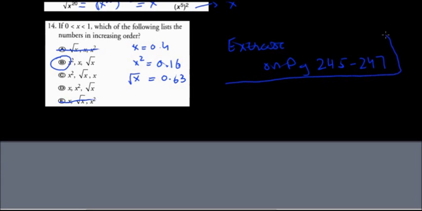Okay, so that wraps up this basic arithmetic section. As practice, I would recommend that you do the exercise on page 245 to 247 in the Barron's book. This exercise covers all the concepts that we have reviewed in this first lecture.